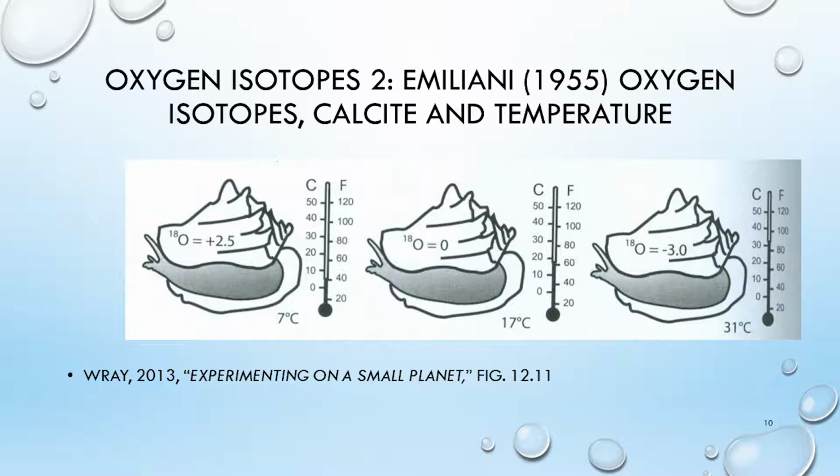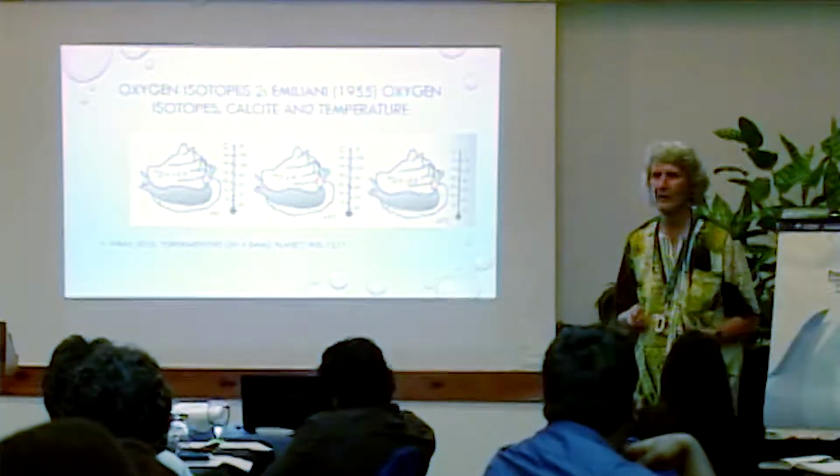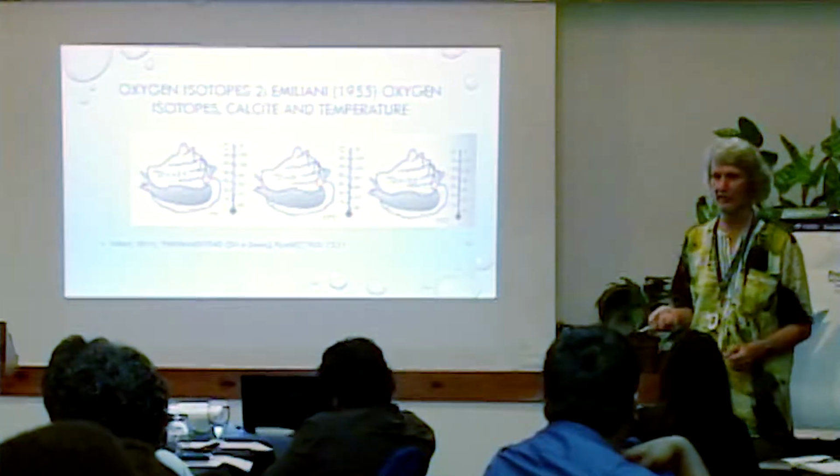They're easy to evaporate. So as the water level goes down, we will find there is more and more oxygen 18 within our water. If we can measure that, Emiliani said, then that will give us an indication of paleo temperatures.